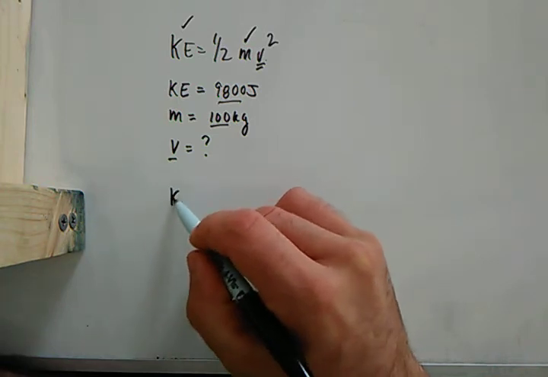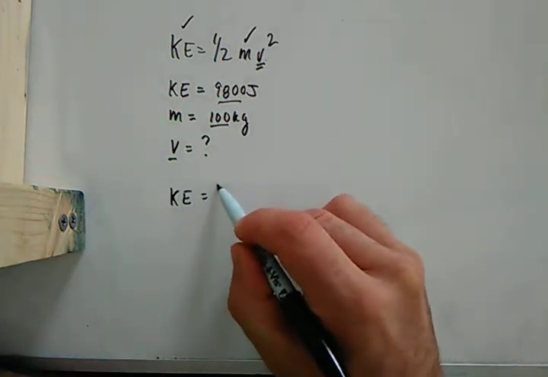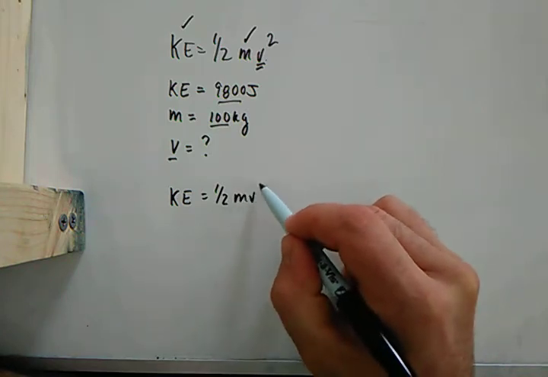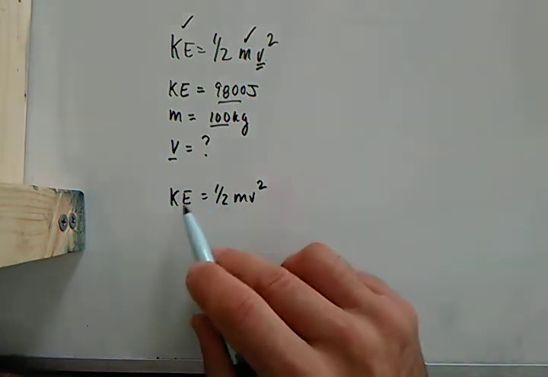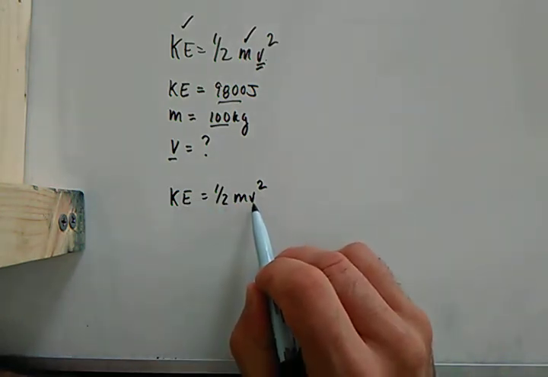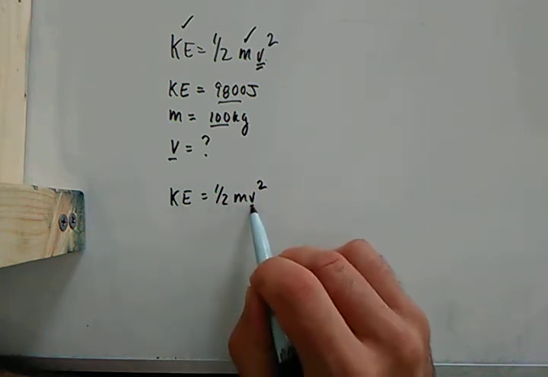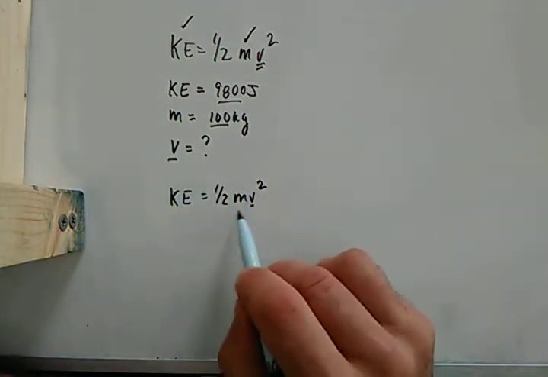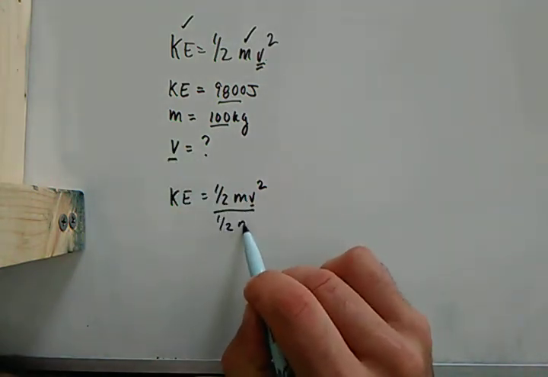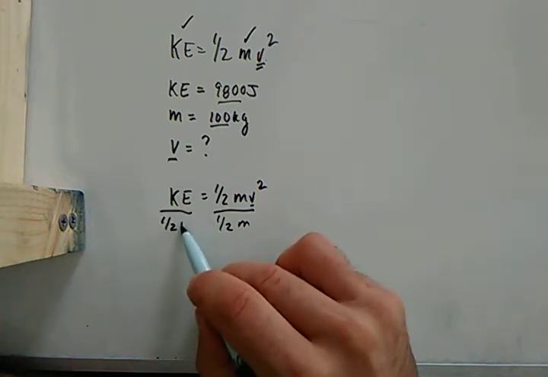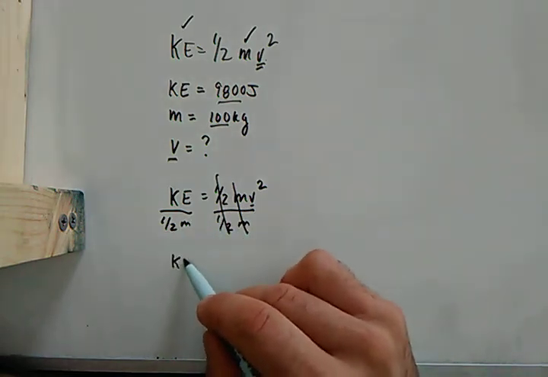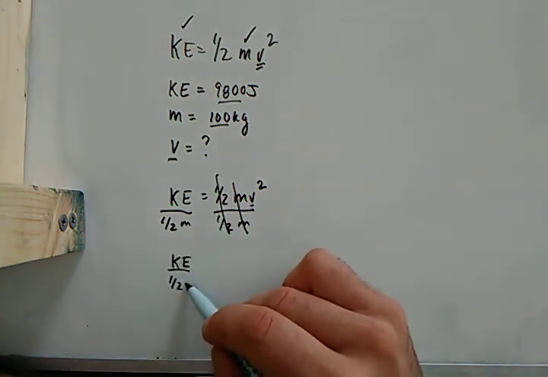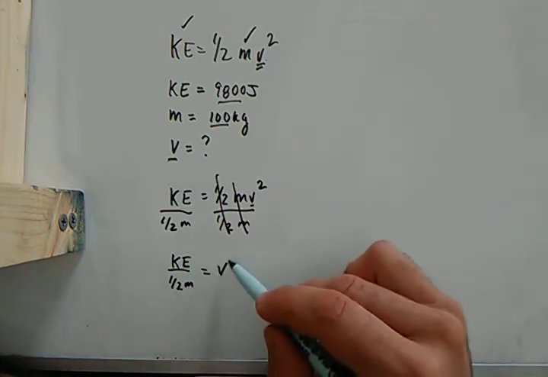So let's just do a simple rearranging of the formula. And you guys, by this point, you should be able to switch back and forth between formulas, or you could actually keep it the way it is and just solve for the V. Personally, I like to solve for V to get it all by itself. So I'm going to divide through by a half M. So KE over half M equals V squared.